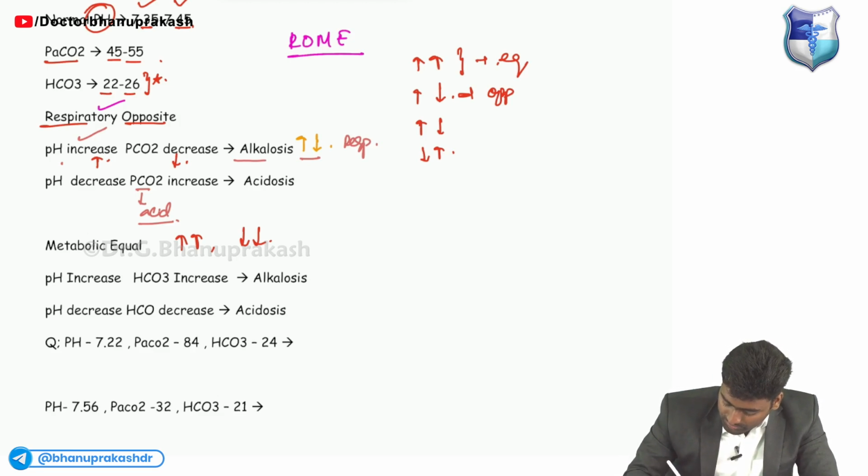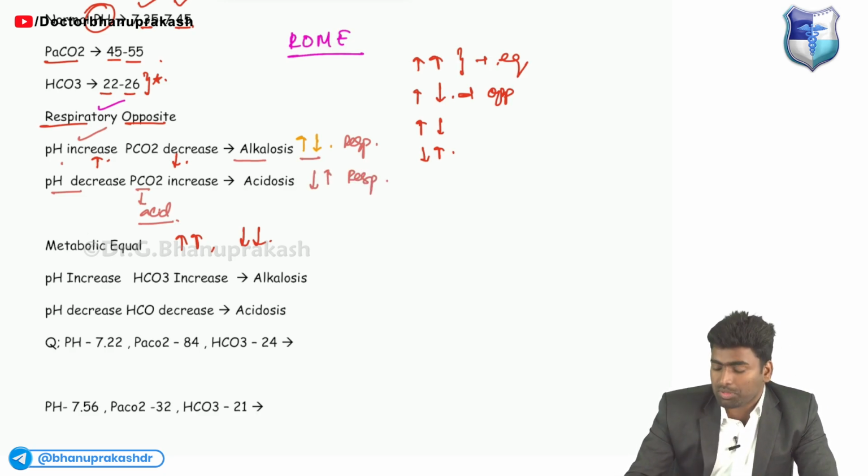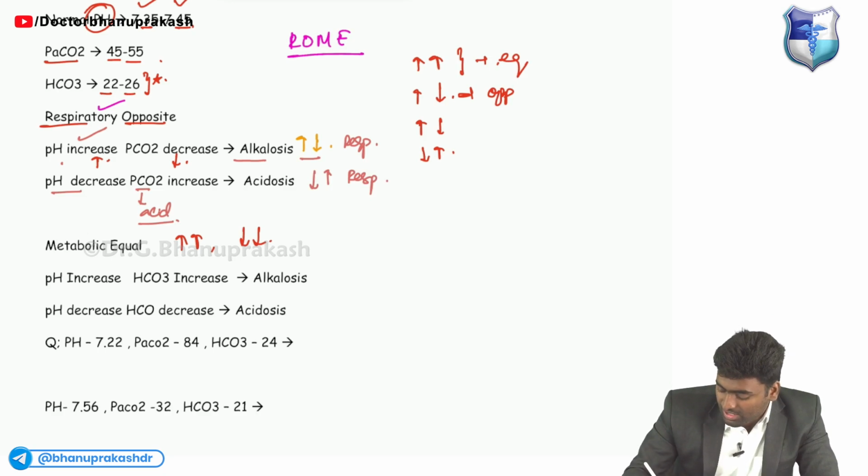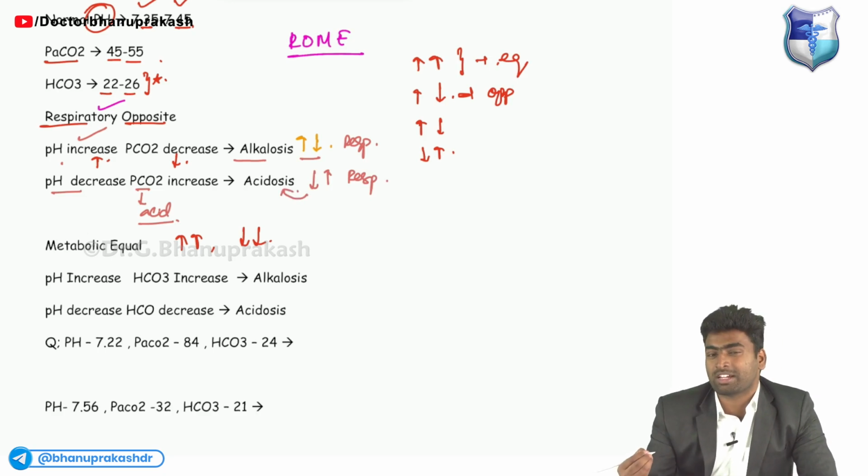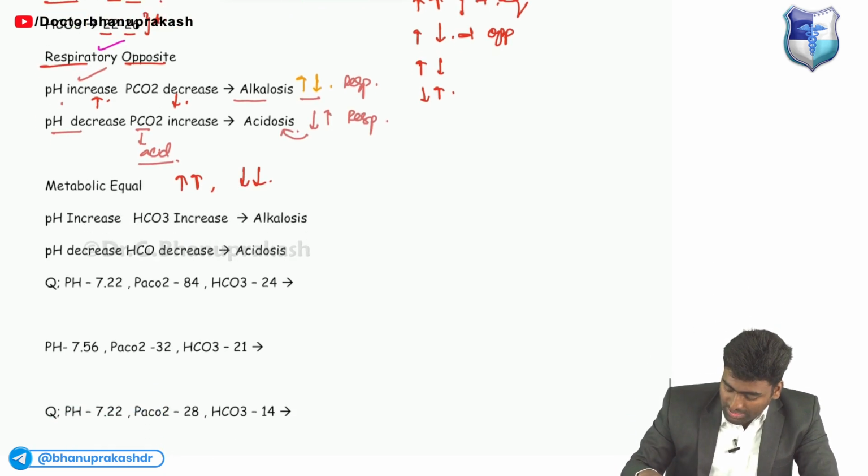Next, you see the pH is decreased and PCO2 is decreased, both of them in opposite direction, so we'll call it a respiratory problem. And since the pH is decreased, we'll call it acidosis. So it is respiratory acidosis. Fine. And I told you, metabolic will be equal.